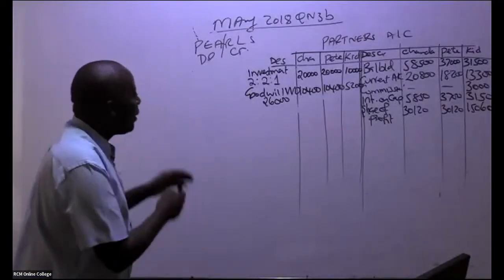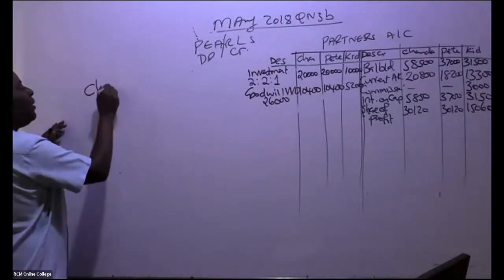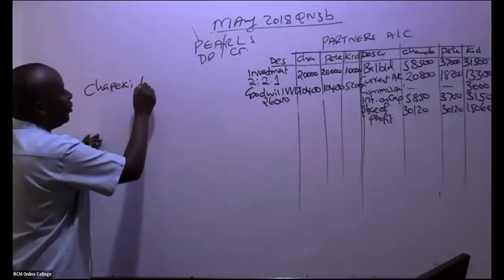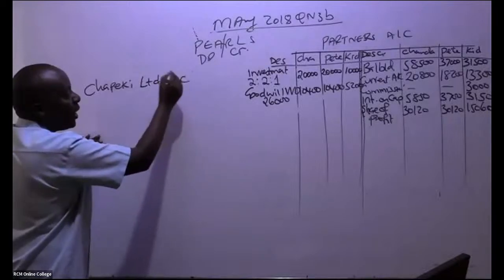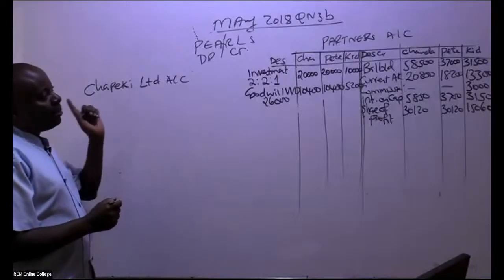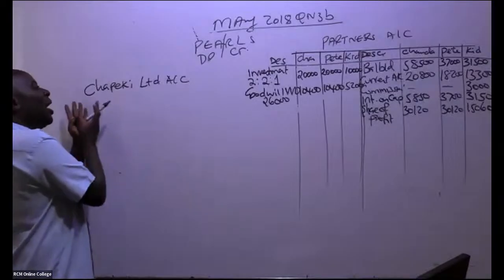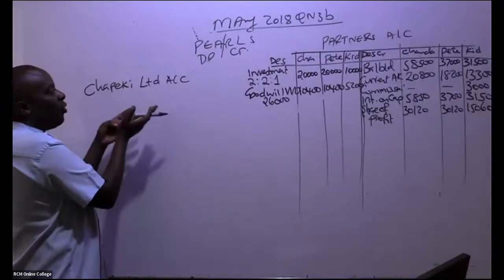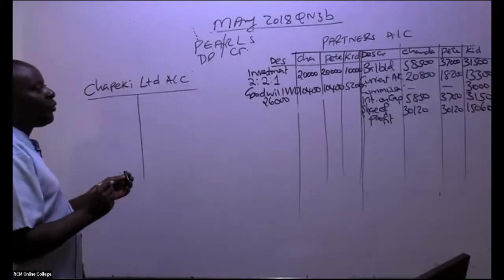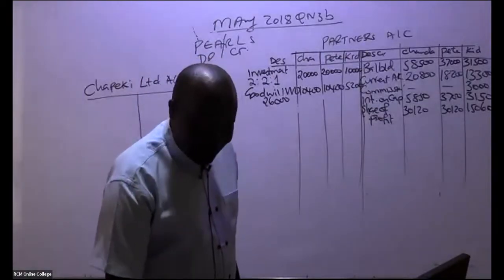So remember, now in the partner's account, we will have the client's name, Chapeki Limited's account. That's still number one. Remember, they want us to do three things: realization, partner's account, and the Chapeki Limited's account. Chapeki is the buyer, the one who is taking over our assets. I hope you guys are ticking things.